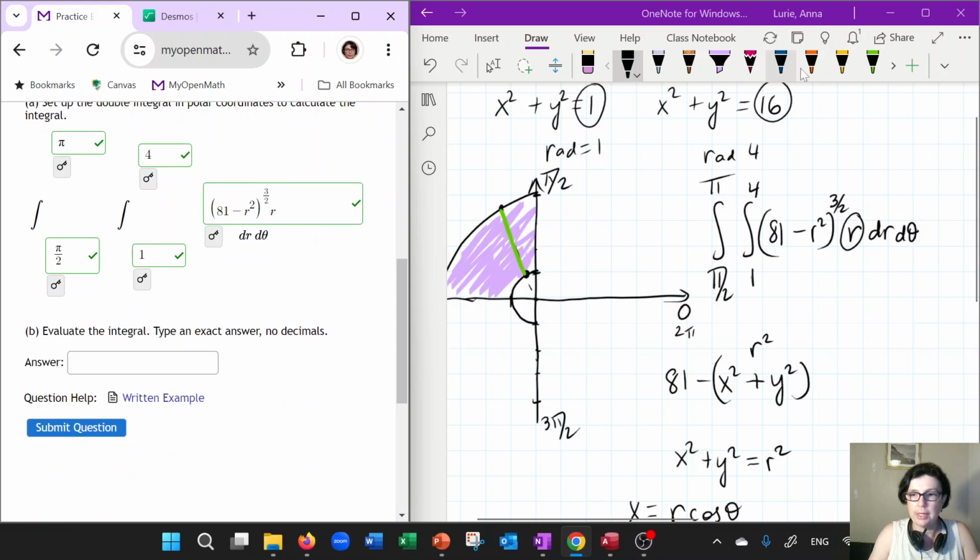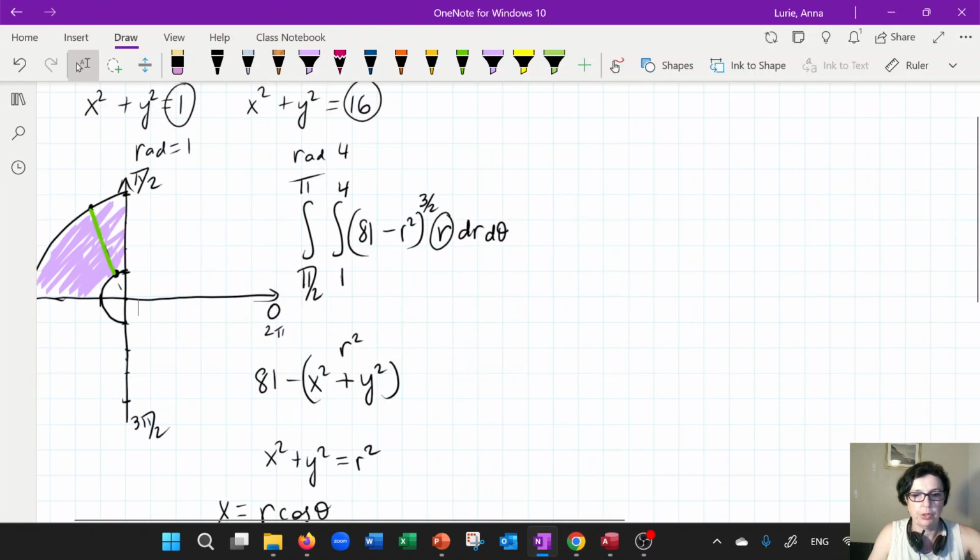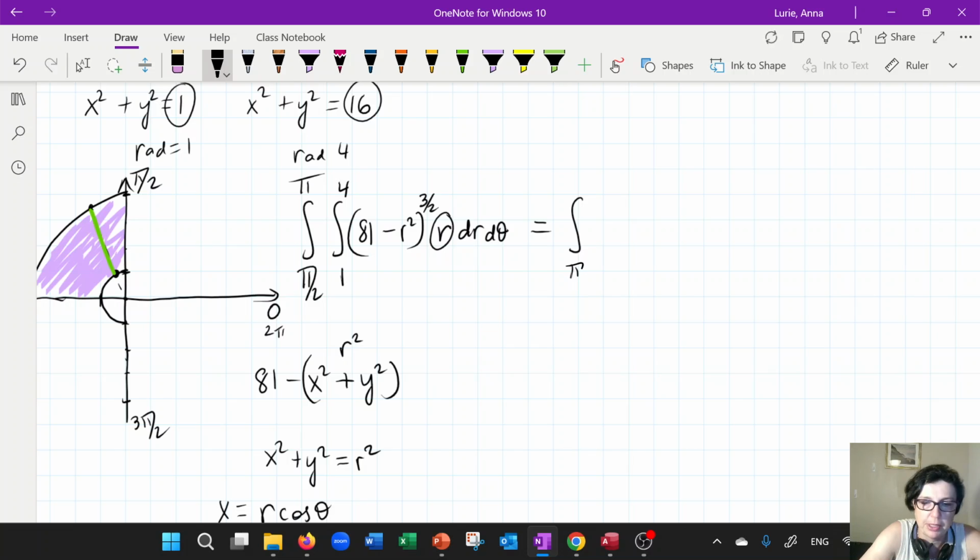Okay, so the next thing is the actual evaluation of the integral. So let's see if we can do that. Now notice that this integral is splittable, as is the case in most cases that I consider in polar coordinates, because the limits are numbers and the function itself doesn't have a theta. So we can certainly split this apart into the integral from pi over 2 to pi d theta.